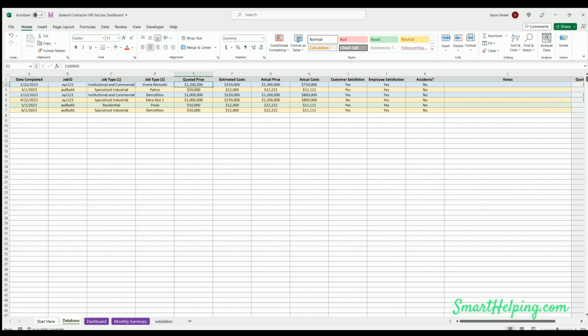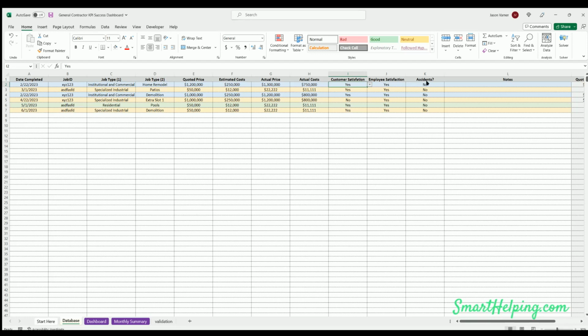So it's high level. Whenever you complete a job, you just enter it in here and enter the high level details. So you could do the price that was originally quoted, the expected costs, and then you can put in the actual price you ended up charging in the end, and the actual cost you ended up having. There's also 3 metrics here to look for accidents. That'll be on the dashboard. A simple yes or no here. Employee satisfaction, yes or no, and customer satisfaction, yes or no.